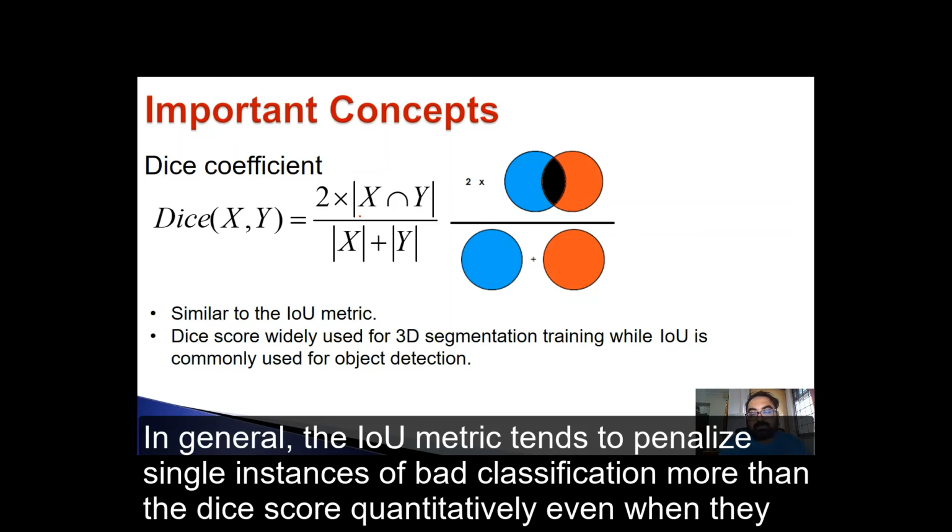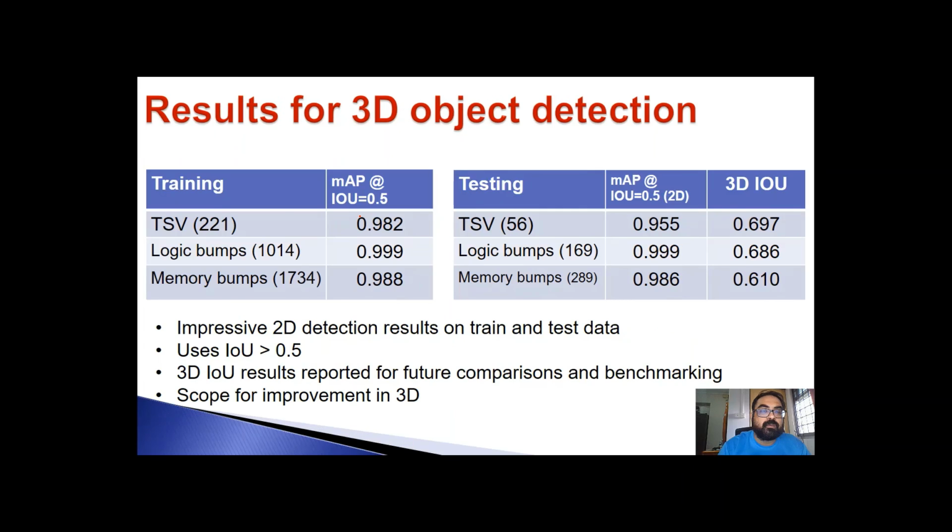So essentially that's the small difference in the two. Now, the results for 3D object detection are shown over here for both training and testing. For training, we can see that we get about 98 to 99% accuracy for average precision for any IOU above 0.5. For testing, in contrast, you can see that we also get similar results for logic and memory bumps. For TSVs, they're somewhat lower.